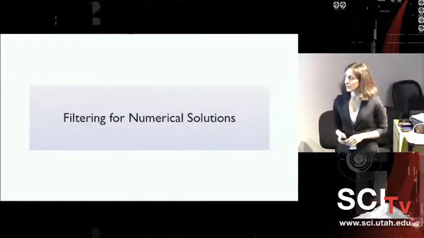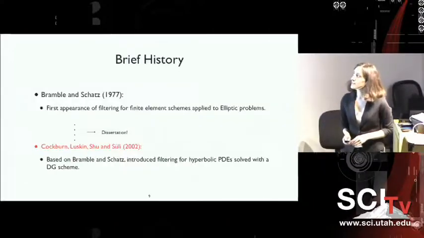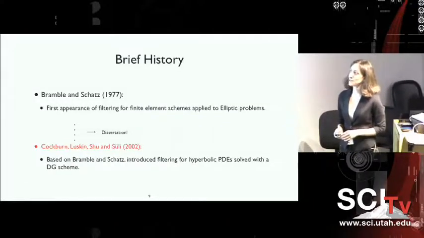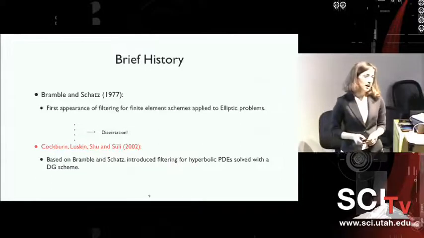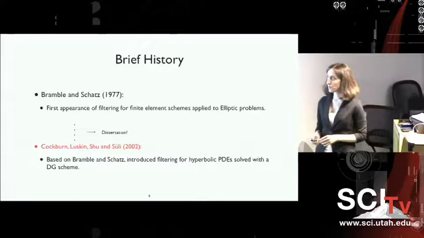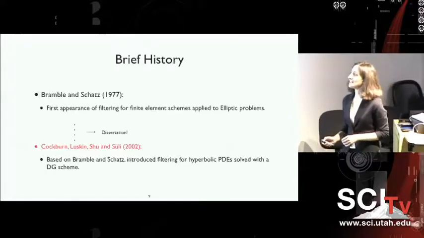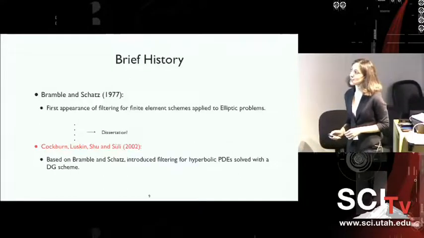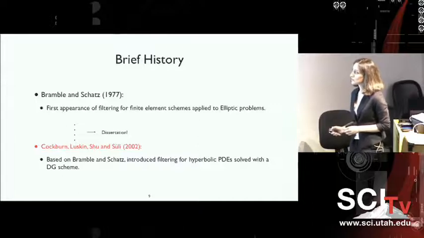So now we'll talk about filtering schemes for numerical solutions. First, a very brief history. I here only have mentioned the two most related previous works in filtering to our work. In 1977, Bramble and Schatz introduced filtering for finite element schemes applied to elliptic problems.